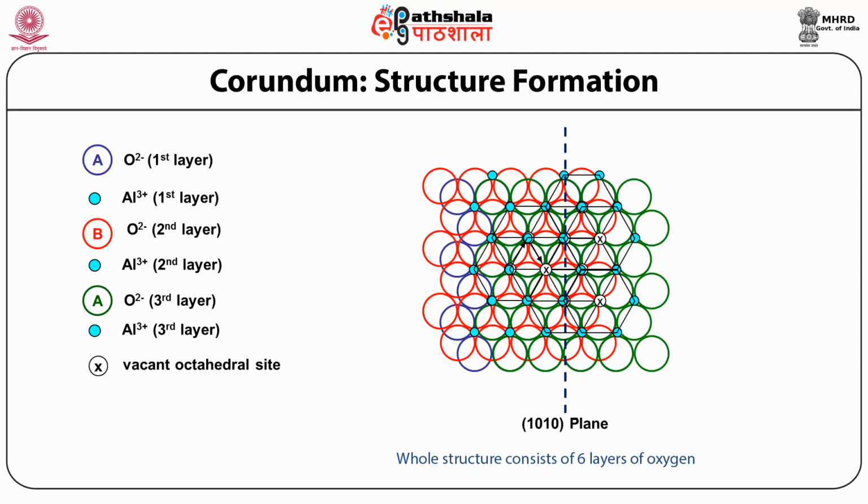Whereas there are some vacant positions which you can see in this figure by a cross sign in a circle corresponding to vacant octahedral sites. So in this case, one unit cell consists of 6 layers of the oxygen atom, which we'll see in the next example.